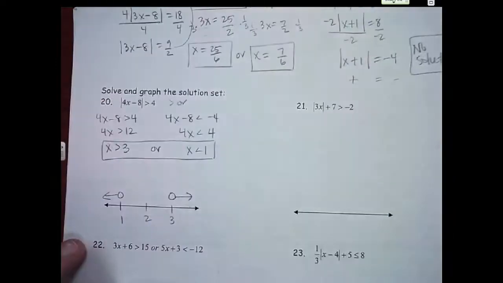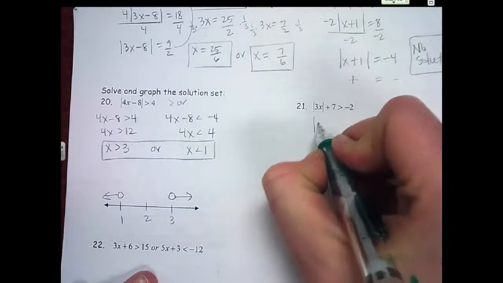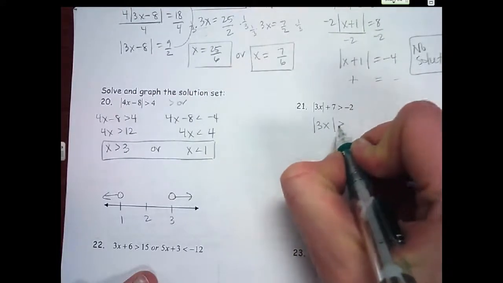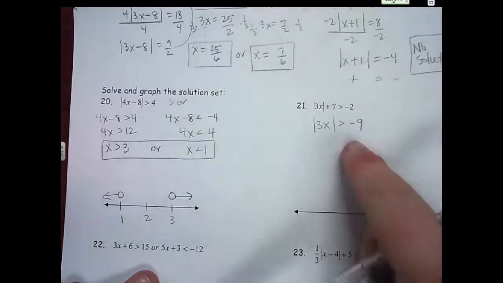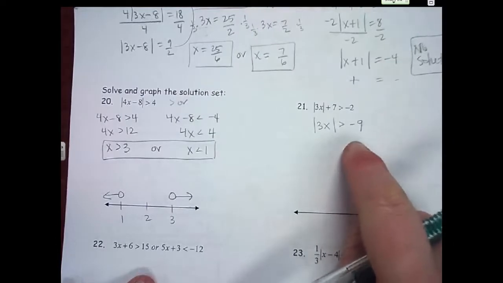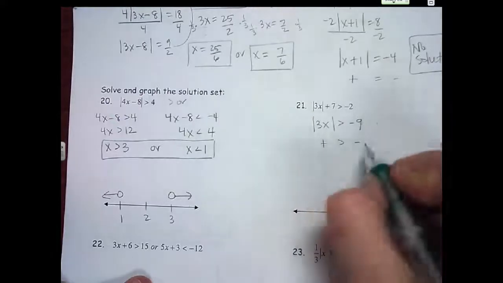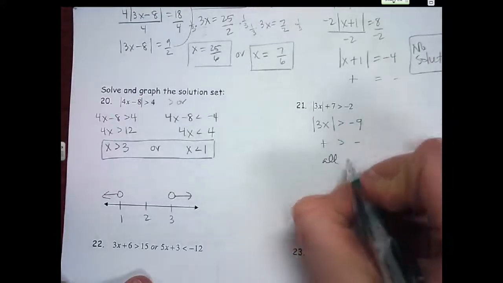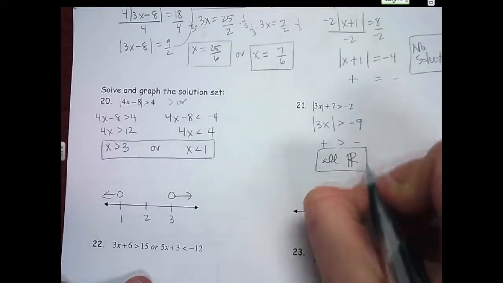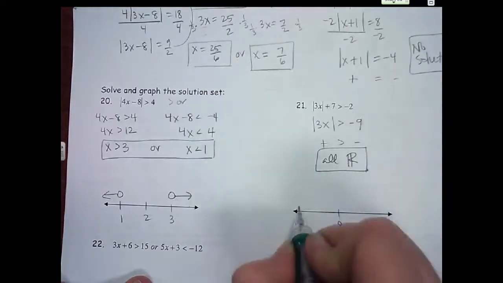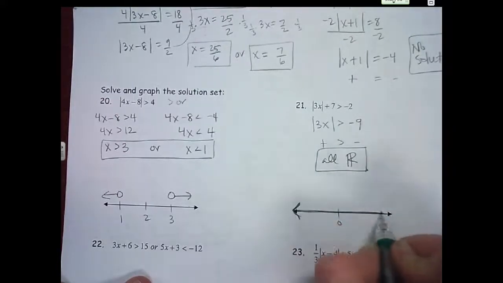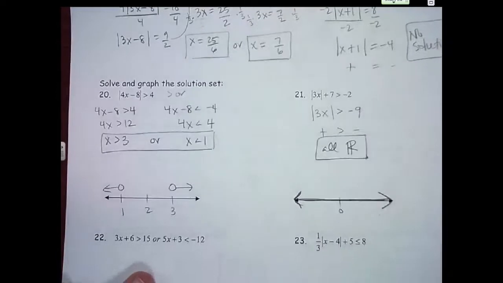21, subtract over the 7. So absolute value of 3x is greater than negative 9. Ding, ding, ding, alarm should go off. There's a negative right here. Is a positive greater than a negative? Yes, that's always true. So all real numbers. And on your number line, put 0. It's just a big arrow. Covers the whole line, keeps on going.